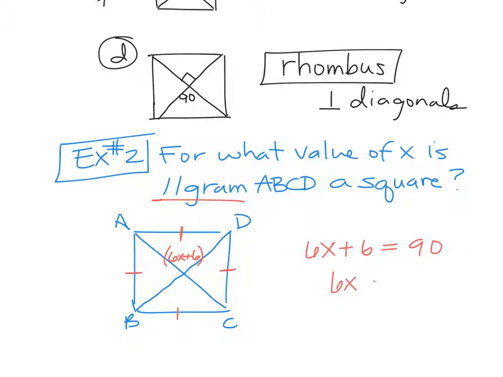So 6x equals, we're taking away 6, sorry. 6x equals 84, divide by 6, and you get x equals 14. So if x is 14, then this figure would be a square. Okay? What are you going to do with this one?